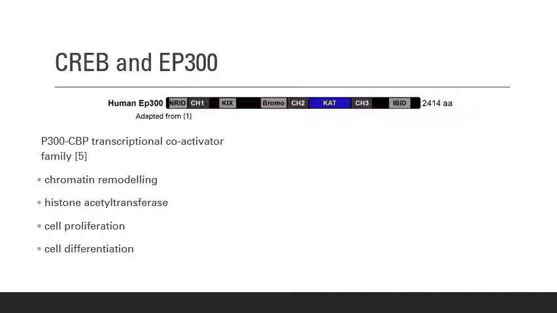And this activity is done by this CAT domain over here in blue, which stands for the lysine acetyltransferase domain, in particular in EP300, which is the version that was looked at in these papers and one that we're going to focus on, not really so much on CREB. And we'll get into a little bit later about what it actually does. But for the most part, what we need to know is that these genes are really important in cell proliferation and cell differentiation.